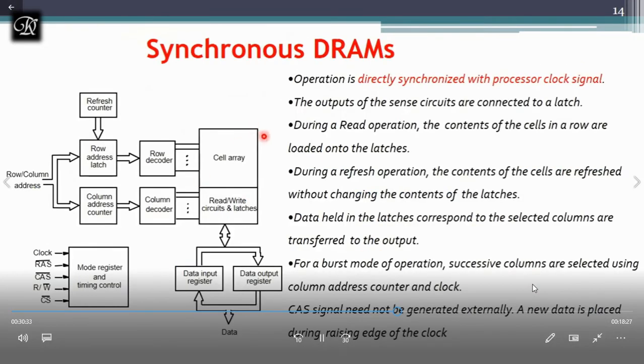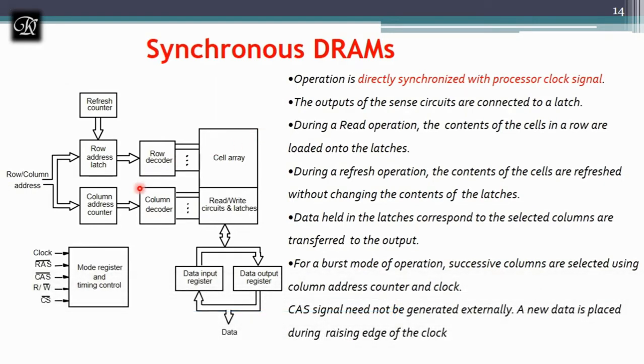Next we'll see synchronous DRAM, where, as I have told already, synchronous means they are going to work in accordance with the clock signal of the processor. Asynchronous means they have their own clock signal which is generated by the controller. So here the same circuit will have a row and column address, which will be divided from a common address. The common address will be divided into row and column.